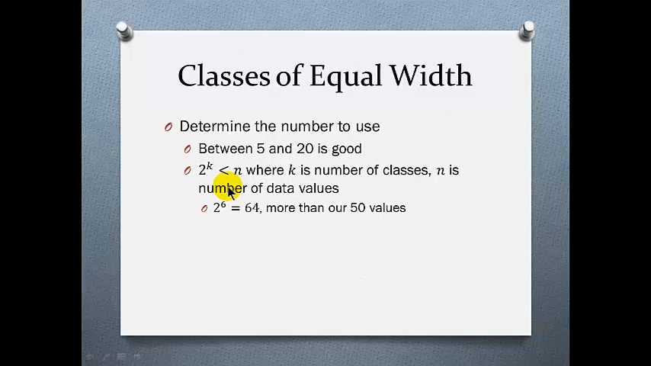Let's guess 2 to the 6th power. Well, 2 to the 6th power is 64. That's more than our 50 data values. So we'll go smaller than 6. 2 to the 5th power is 32, and that is less than our 50 values. So because 2 to the 5th power is less, we're going to use 5 as the number of classes. We're going to group our data into 5 groups.